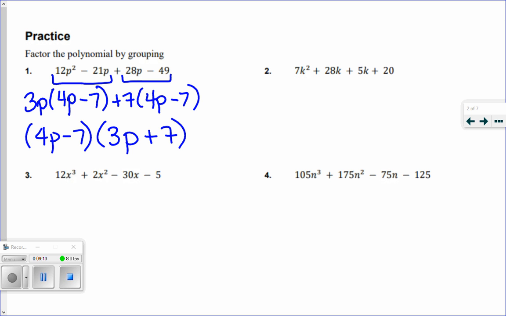You can always follow that to check it. But things you want to be on the lookout for is make sure that within each of those, there's nothing else that could be further factored. So look at 4p minus 7 and just confirm, yep, those guys don't have anything else in common. There's nothing else that I left behind.